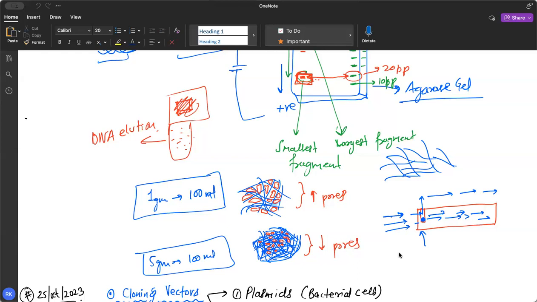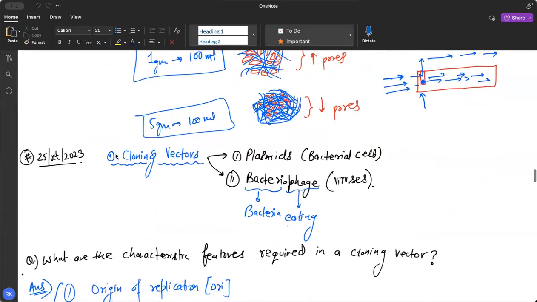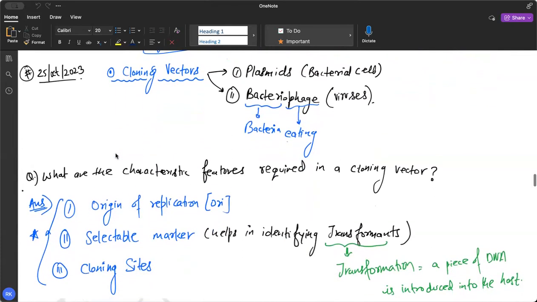Any doubts in gel electrophoresis? Okay, perfect. Parker, do you have any doubts? So these are techniques which obviously will be asked every year. One or the other question in board or entrance exams is for sure going to be on the concept.